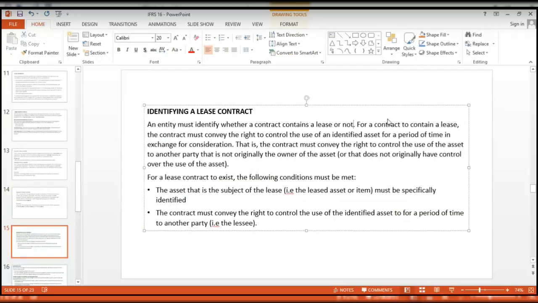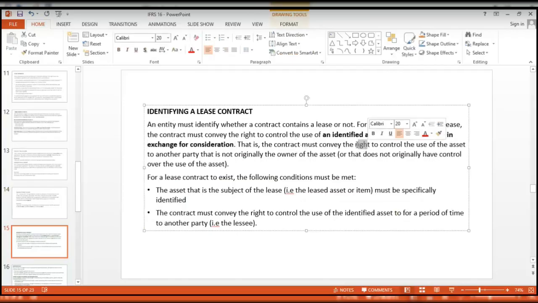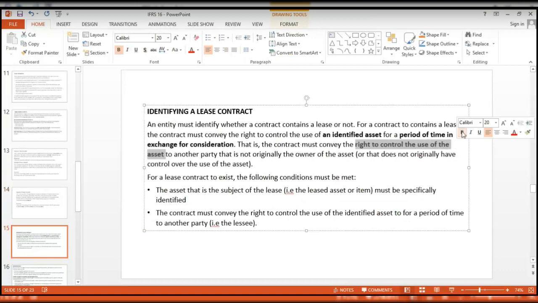For a contract that contains a lease, the contract must convey the right to control the use of an identified asset for a period of time in exchange for consideration. There must be an identified asset, you can see, for a period of time in exchange for consideration. That is, the contract must convey the right to control. That is, the lessee must have the right to control the use of the asset. He must be able to decide how to use it.